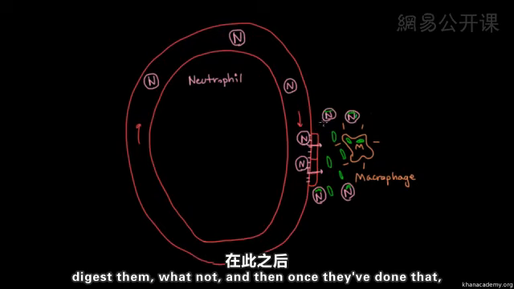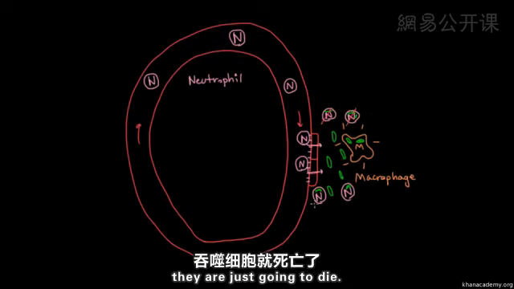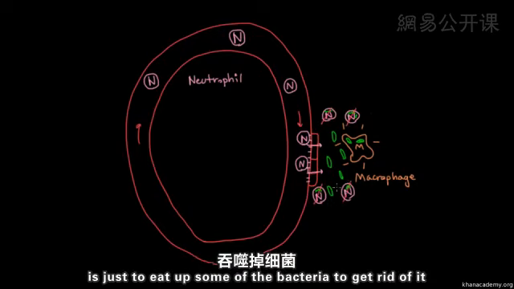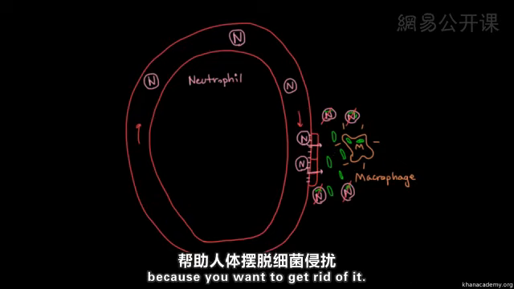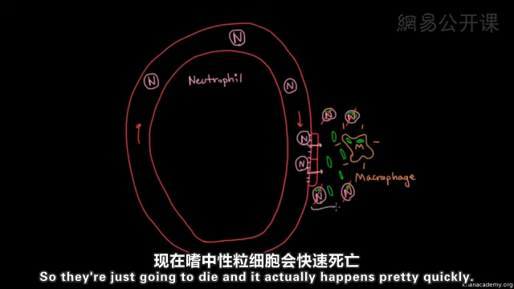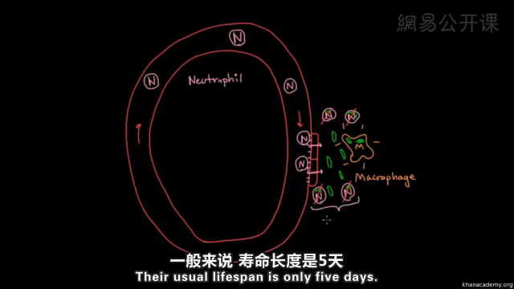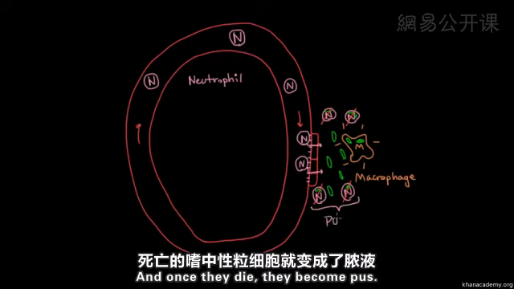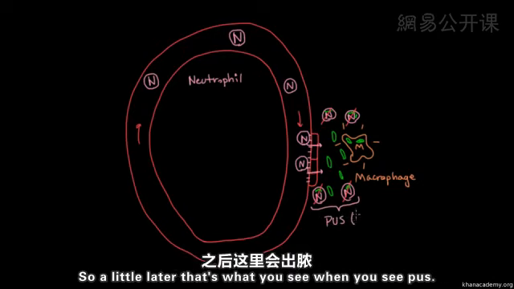And then once they've done that, they're just going to die. Because that is their job, is just to eat up some of the bacteria to get rid of it, because you want to get rid of it. So they're just going to die, and it actually happens pretty quickly. Their usual lifespan is only 5 days, and once they die, they become pus. So a little later, that's what you see when you see pus.